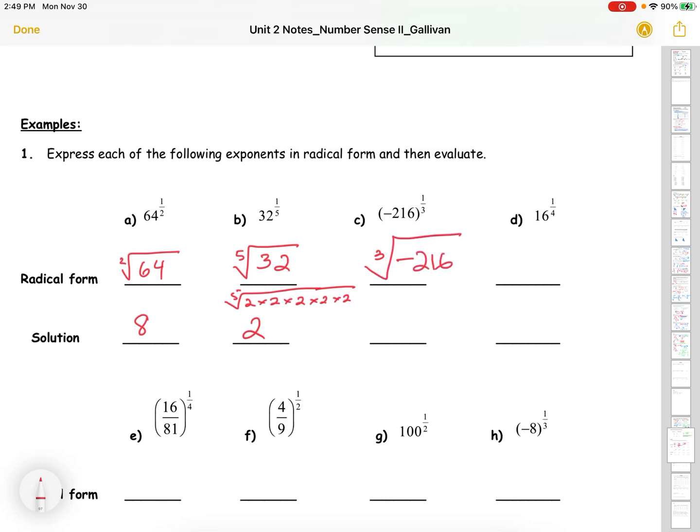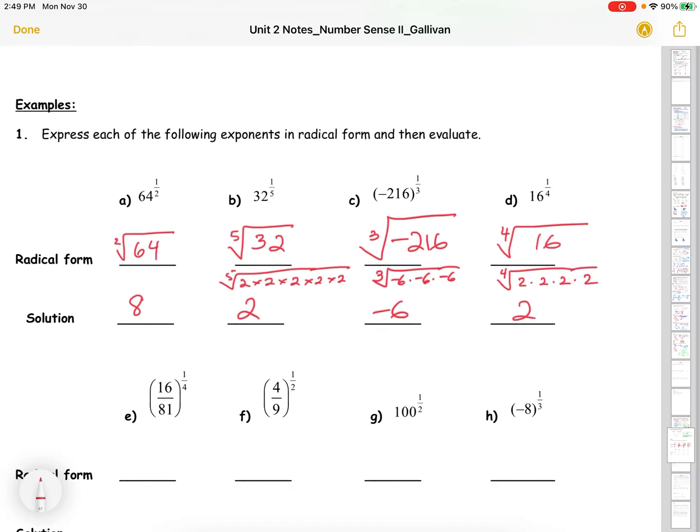Cubed root of negative 216. Okay, I take the 3, the bottom of the fraction, I put it in there. Now, 216, if I find the cubed root of it, I can do a factor tree, I can use my calculator, and I'll find out that it's negative 6 times negative 6 times negative 6. So this would be negative 6. Okay, and here it's going to be the 4th root of 16. Well, 16 is 2 times 2 times 2 times 2, so the answer would be 2.